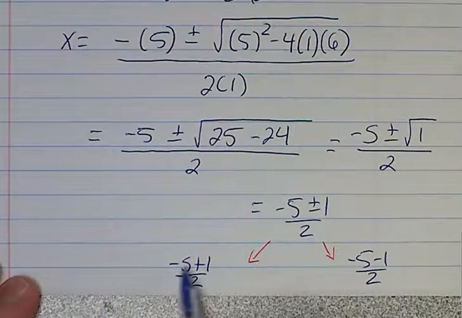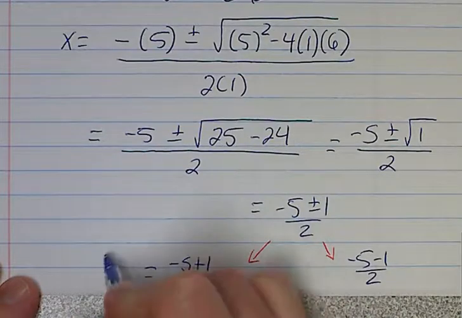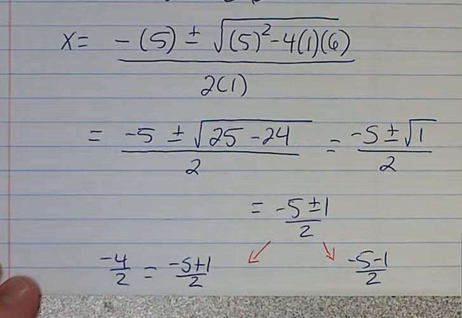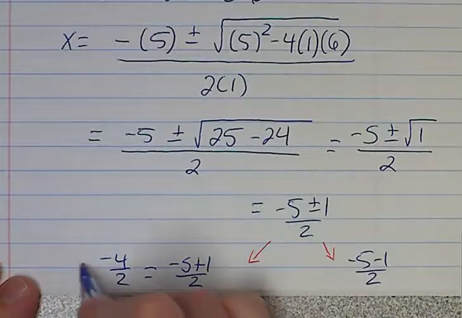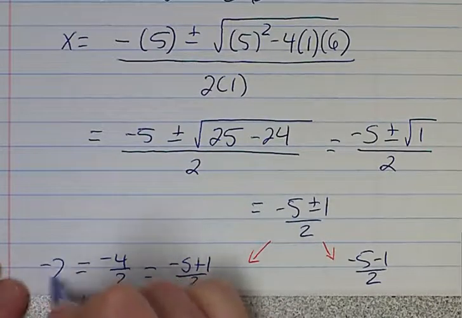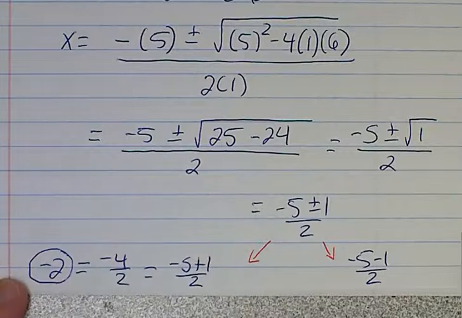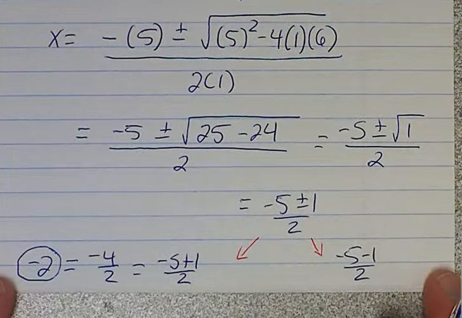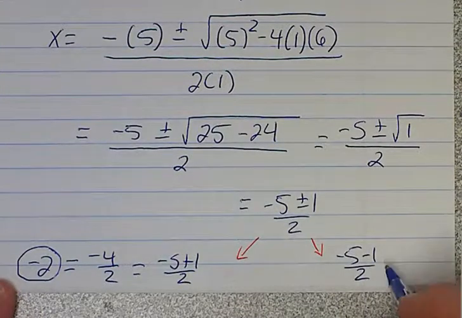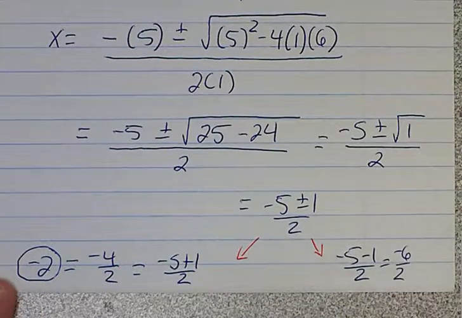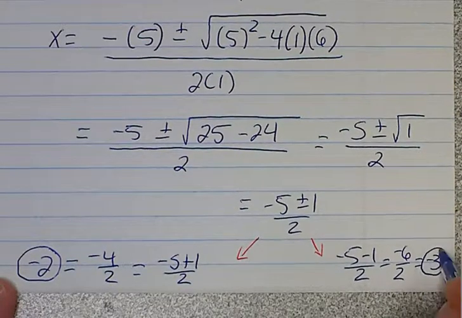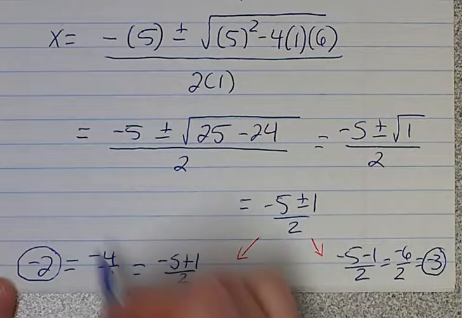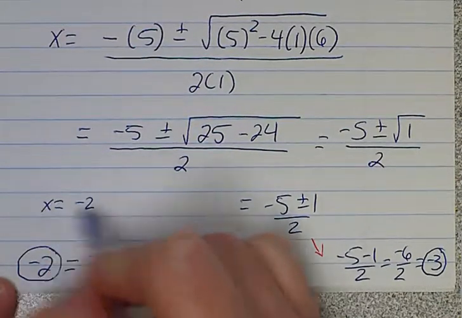So if you do -5 plus 1, that's -4, divided by 2. And then -4 divided by 2 is -2. For the other side, -5 minus 1 is -6, divided by 2 is -3. And there are your two solutions: -2 and -3.